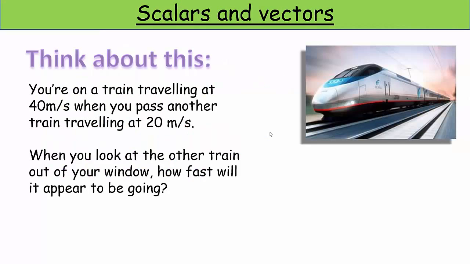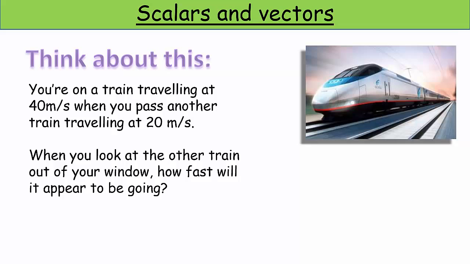You're on a train travelling at 40 meters per second when you pass another train that's travelling at 20 meters per second. When you look out at the other train, how fast will it appear to be going? There are two common answers to this question. They are 20 meters per second and 60 meters per second.